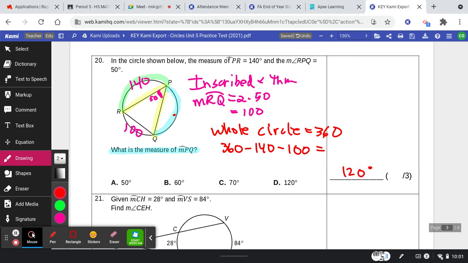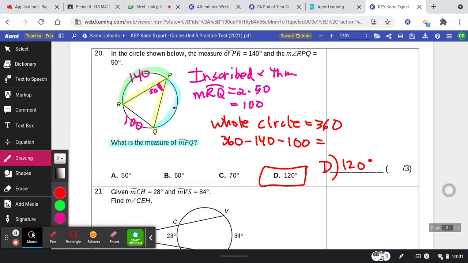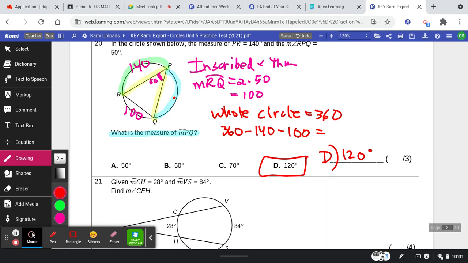120. Now, do you guys see how this one's a multiple choice, how the answers are there, and you might not have even noticed that? So you can double check like, oh, there's my answer, and write D, or D and the 120, etc. Any questions on Sierra's? Okay, start looking at the next one.